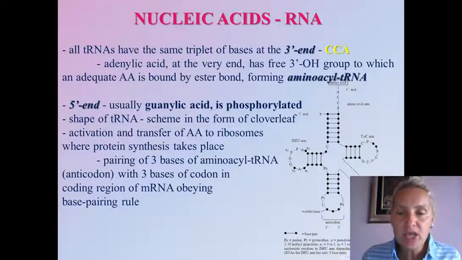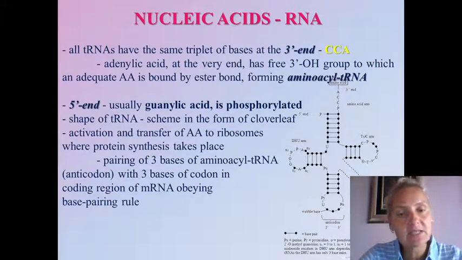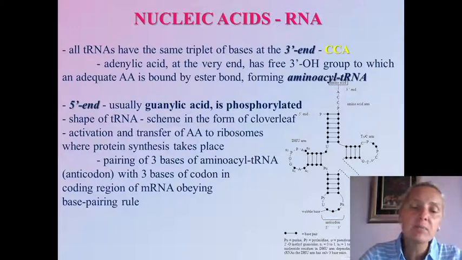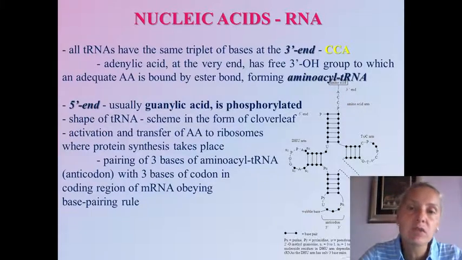So what is the shape of the tRNA? It's very specific. According to this scheme, it's in the form of a kind of clover leaf. The activation and transfer of amino acids to ribosomes, where protein synthesis takes place, and actually the pairing of those 3 bases of the amino acid tRNA, the anticodon, is paired with 3 bases of the codon in the coding region of mRNA, and of course following the base pairing rule.